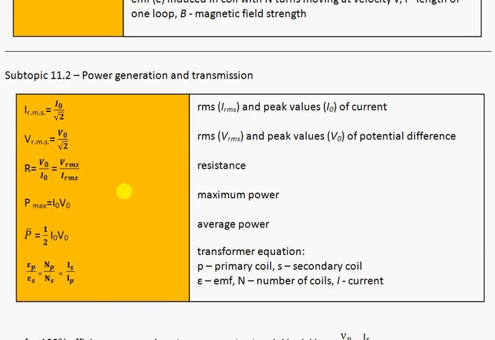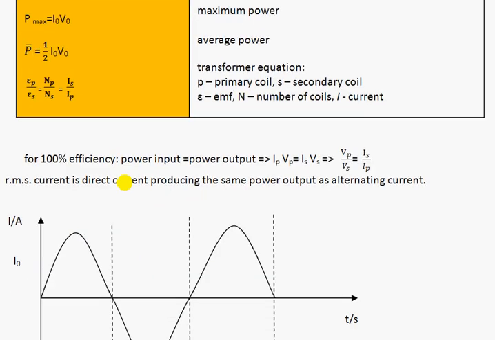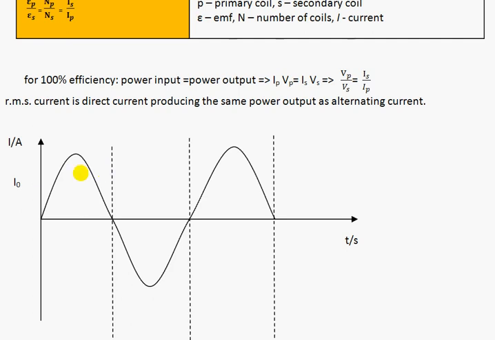Power generated and transmission. Normally power is transmitted in the form of alternating current, and it alternates according to sine or cosine. So this current has maximum peak values, and these peak values I can show you here. Peak values, I0.